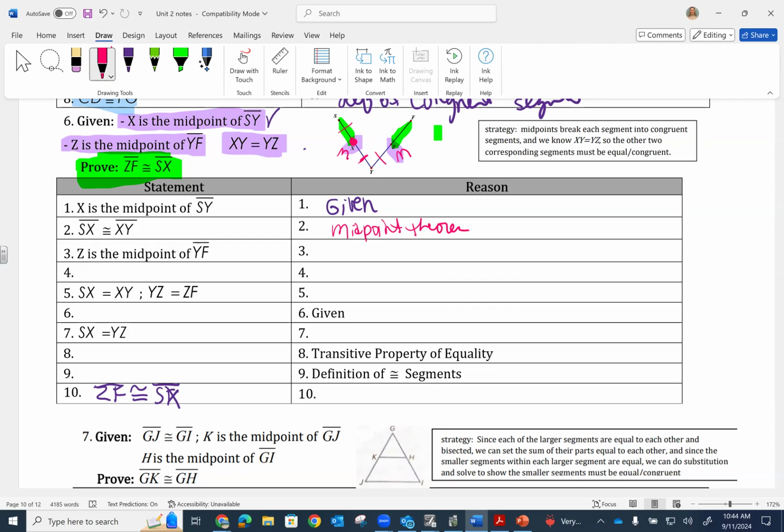The next thing that was given was that Z is the midpoint of this other segment. That's given. And then what do we know as a result? Midpoints cut things in half, right? So we're going to say that segment YZ is congruent, the same shape and size, as ZF. Why? Because that's what midpoints do. It's the midpoint theorem.